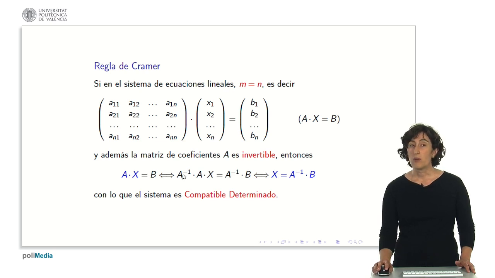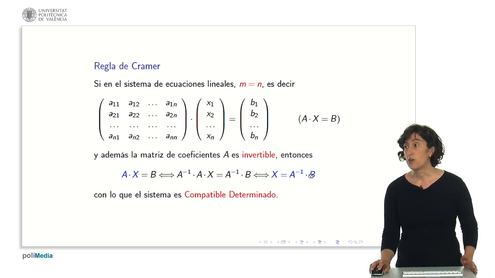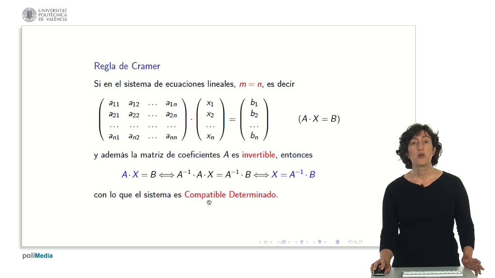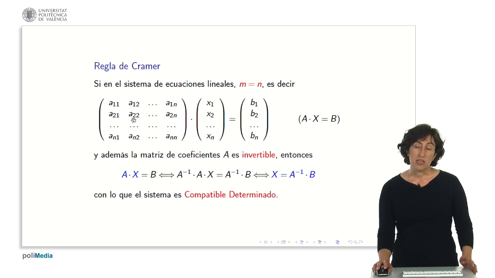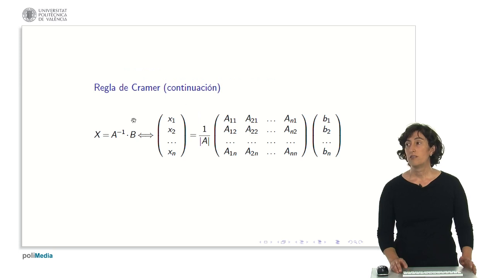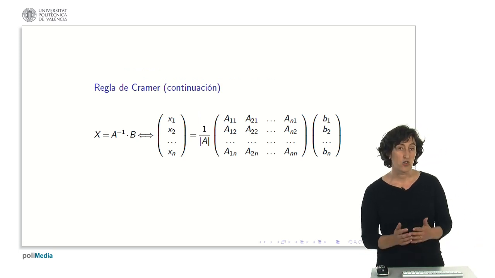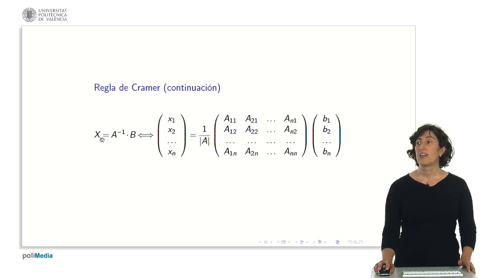A inverse times A is a matrix and its inverse. This gives me the identity matrix. And the identity matrix times any matrix is the matrix itself, so all this part is reduced to x. And on the other side, I have A inverse times b. Then the system is solved. x is equal to A inverse times b. Therefore, we have that the system is determined and consistent. Of course, this always happens when A is invertible, and to be invertible, it has to be a square matrix. Then, in that case, we can apply this rule, which is known as Cramer's rule.